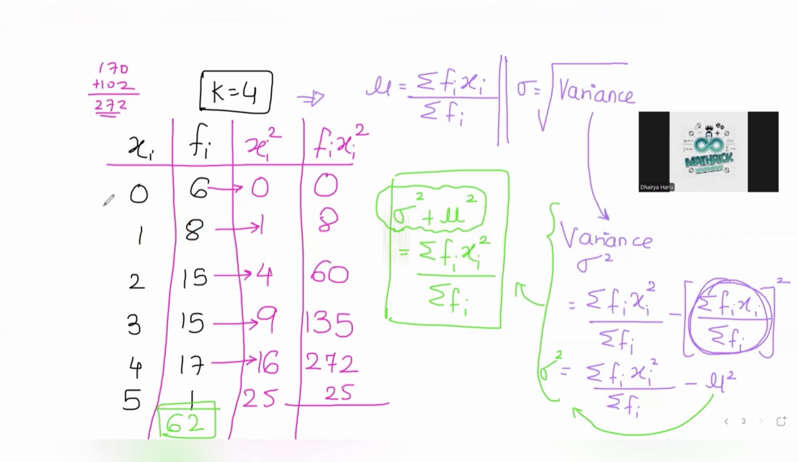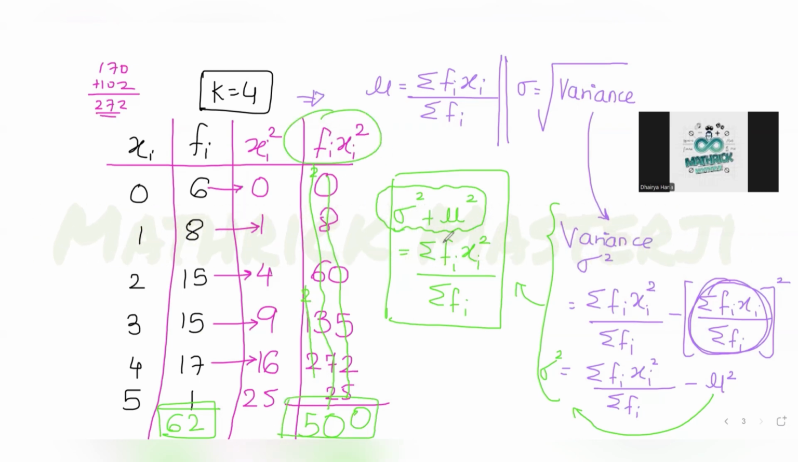Let's add them all. Adding the units place gives me 8, 5, 3 plus 5 plus 0, so I get 20 from here. 2 carried for the tens place: 2 plus 6 is 8, 8 plus 3 is 11, 11 plus 7 is 18, 18 plus 2 is 20 again. So 2 carried again. For the hundreds place, I have only two numbers, so 2 plus 1 is 3, 3 plus 2 is 5. So I get this as 500. The summation of fi xi square is 500.